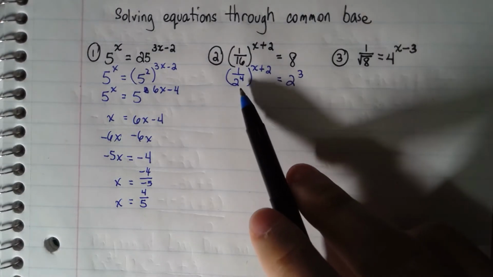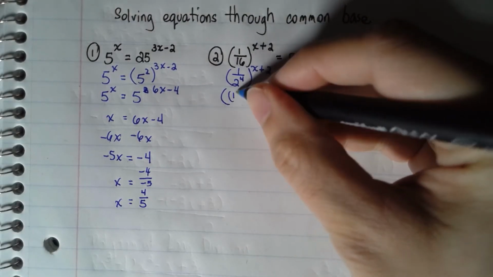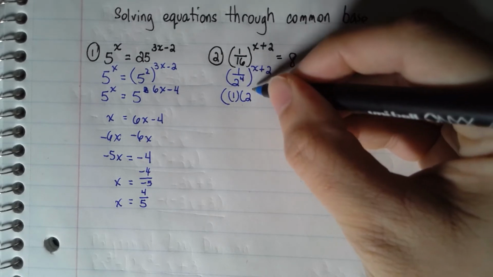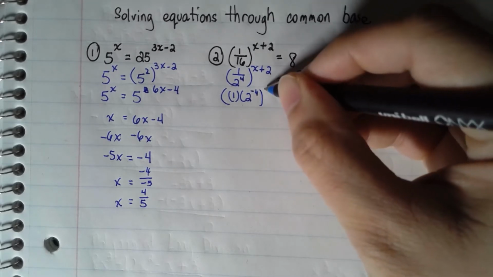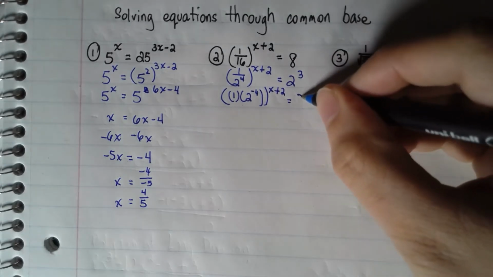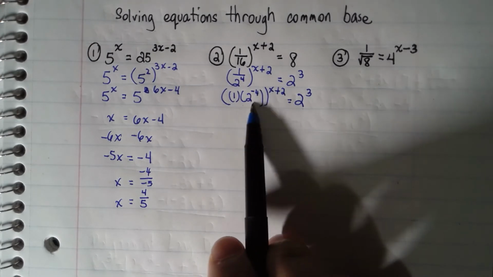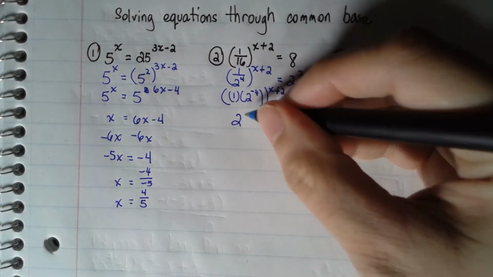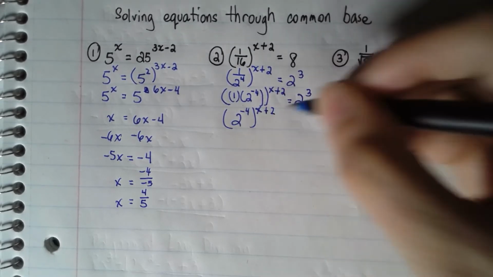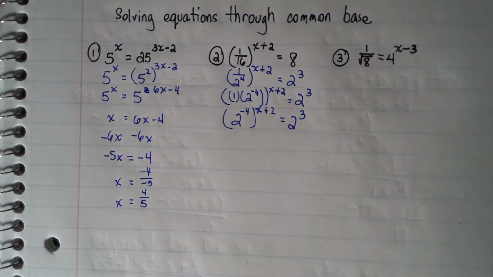Now when you have this at the bottom of the denominator, you can move it up. But when you move it up, the exponent here will change signs. It is positive 4, so now it will be negative 4. And everything else stays exactly the same. Anything times 1 is the same thing, so we can simplify that to just 2 to the power of negative 4, and we have x plus 2 still as the exponent.